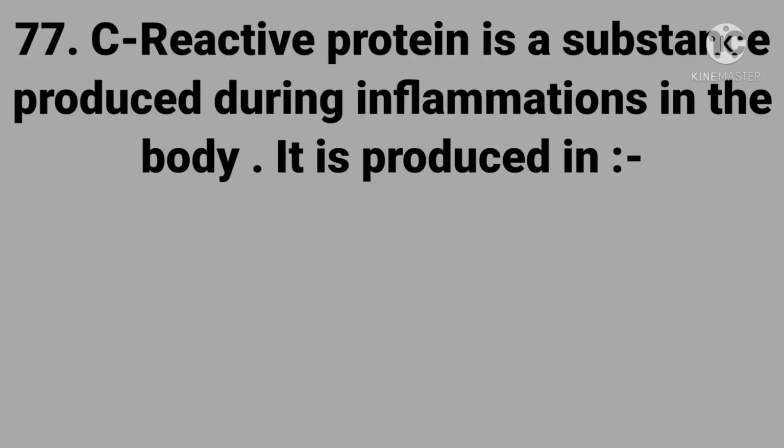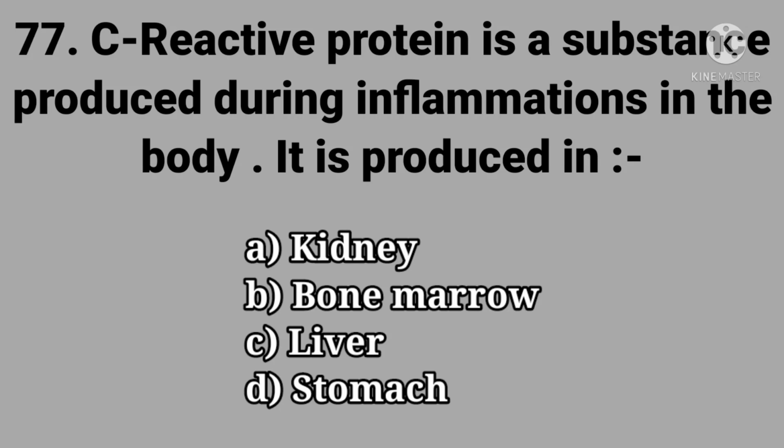Next question, CRP, that is C-reactive protein, is a substance produced during inflammation in the body. It is produced in, the options are kidney, bone marrow, liver and stomach. C-reactive protein is a substance produced during inflammation in the body. It is produced in, and the answer is liver.